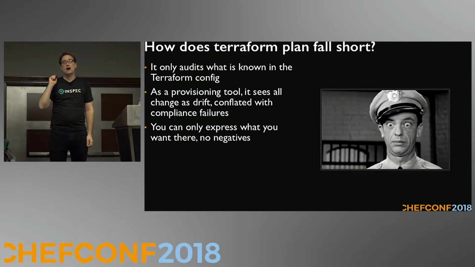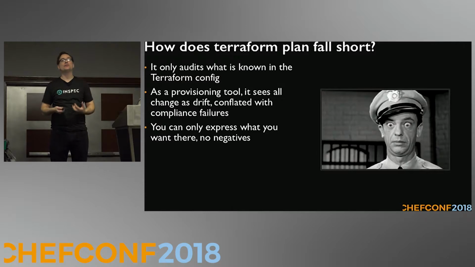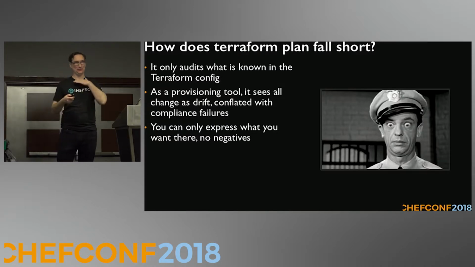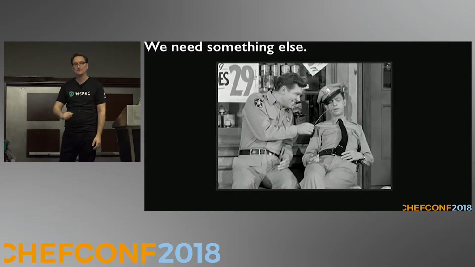Finally, you cannot say a negative in Terraform. You can't say things like, I don't want any security groups, firewall rules, that are open to the world. You just can't say that. Because in Terraform, you're saying what you do want to exist. And Terraform's job is to make that exist. You can't write an anti-resource in Terraform. So you can only express positive tests. So we need something else.